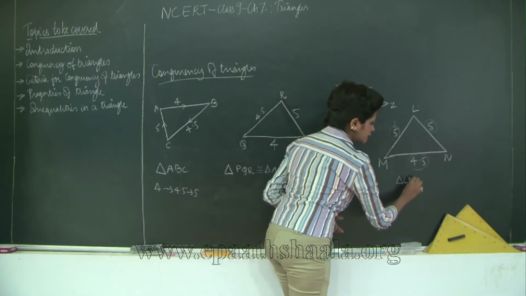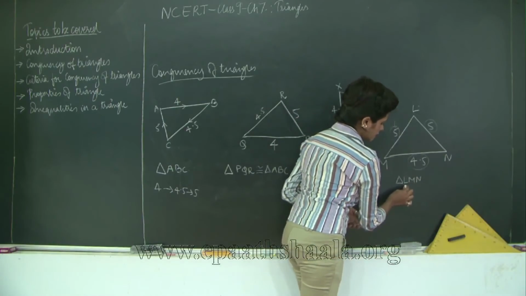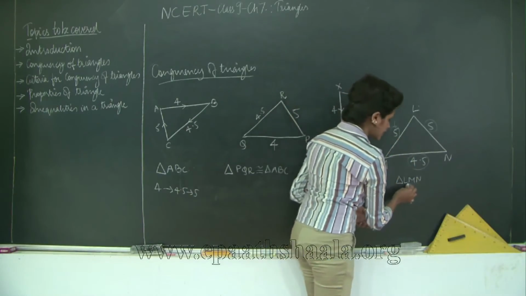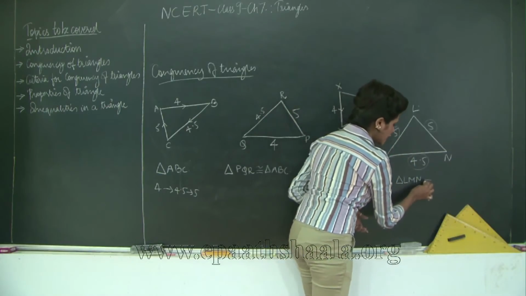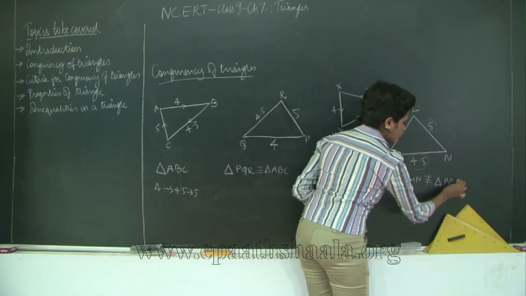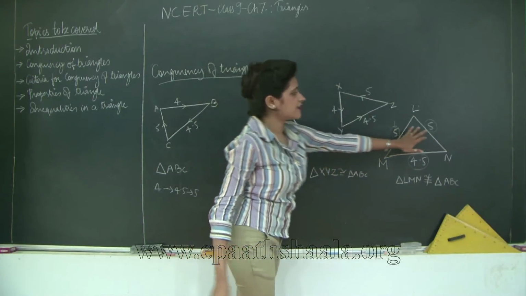You can take any sequence here right now, LMN, because obviously the triangle is not congruent. Therefore, I can take any sequence. So, LMN is not congruent to triangle ABC. Why? Because the corresponding sides, or see these values, are not equal.